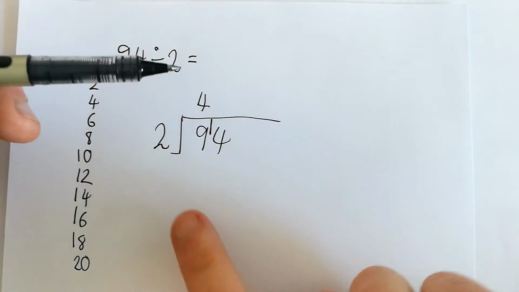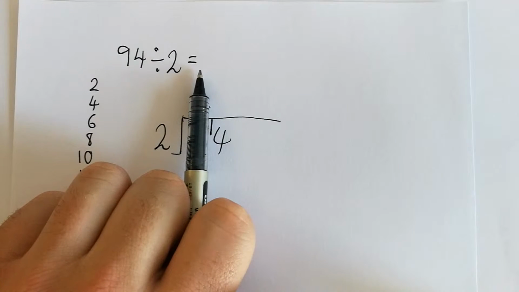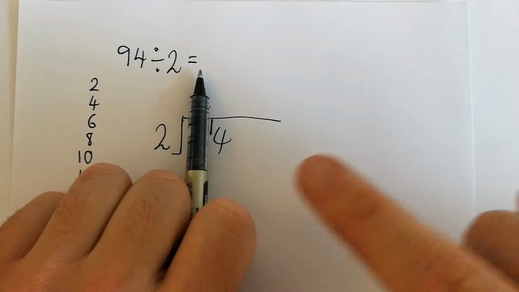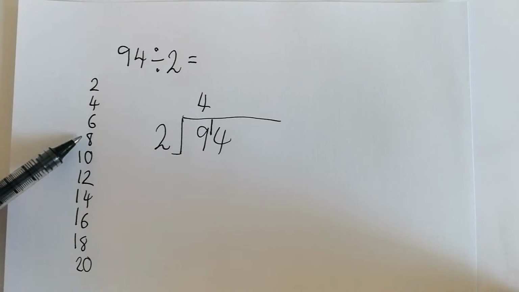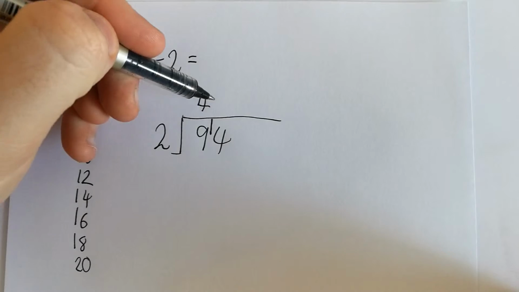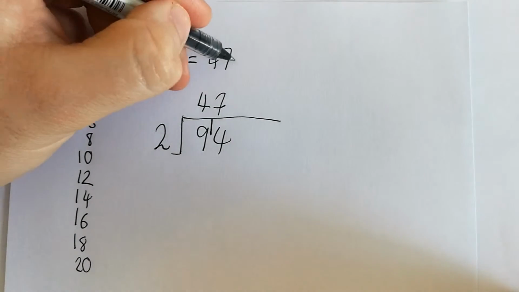I then ignore what I've just done. And I've only effectively got 14 left. And I just do the next digit. So 14 divided by 2. 1, 2, 3, 4, 5, 6, 7 is 7. So our answer to 92 divided by 4 is 47.